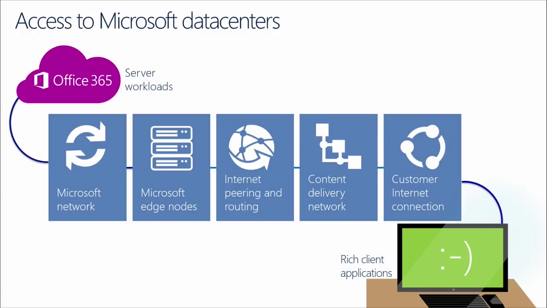And so you can see here there's the Office 365 cloud with our server workloads. That's where our servers actually run in our data centers. And then we have our own network that connects those data centers and connects to customers. And then we talked about those edge nodes that can offload some of that low-level TCP connection from customers and reduce that latency that customers have to deal with. We talked about internet peering and routing.